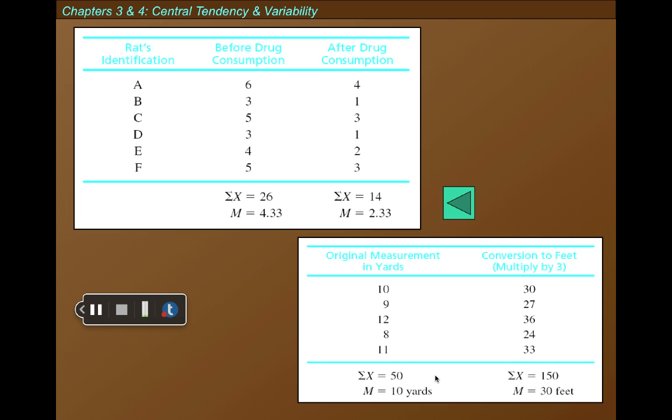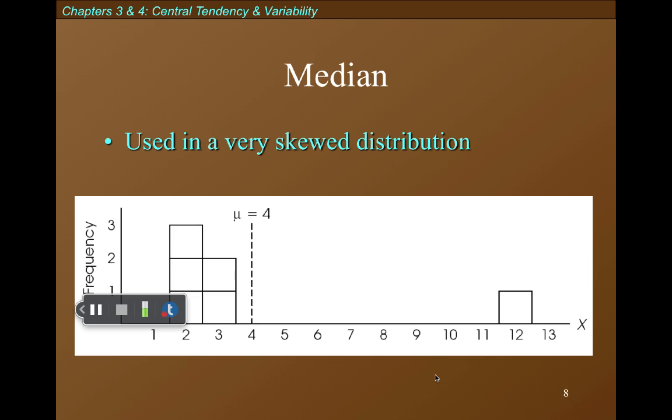So, here's the multiplication and division illustration. If we have our measurements in yards and we multiply each person's score by 3 to convert that to feet instead of yards, so 10 yards becomes 30 feet, 9 yards becomes 27 feet, and so on, then your mean of 10 yards becomes a mean of 30 feet.